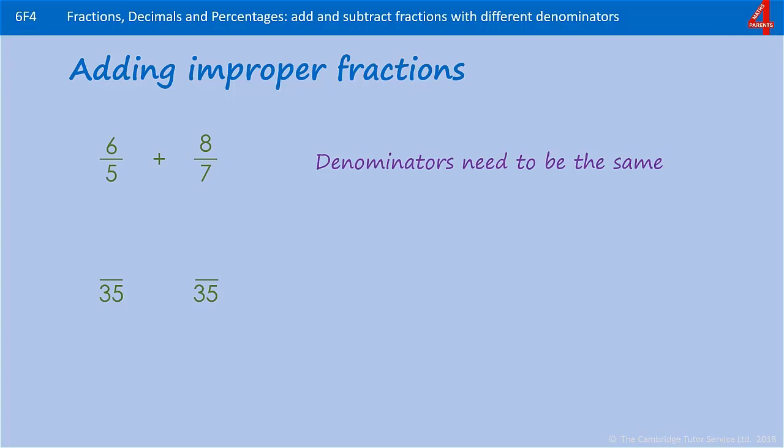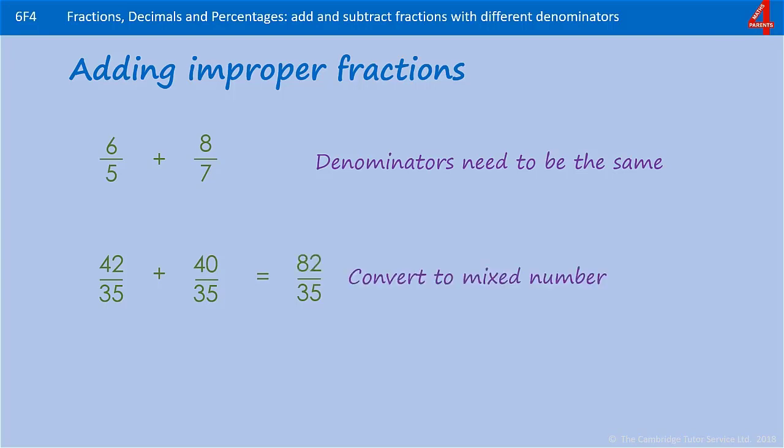our denominator. To get from 5 to 35, we multiplied by 7, so we're going to multiply 6 by 7, that's 42. To get from 7 to 35, we multiplied by 5. 8 multiplied by 5 is 40. And now we add them together. How many 35ths do we have? 40 add 42 is 82.